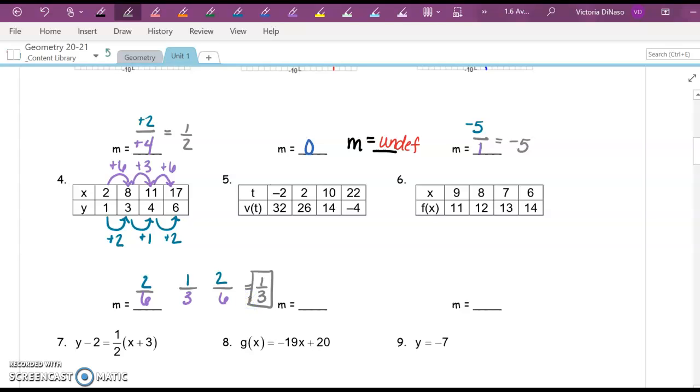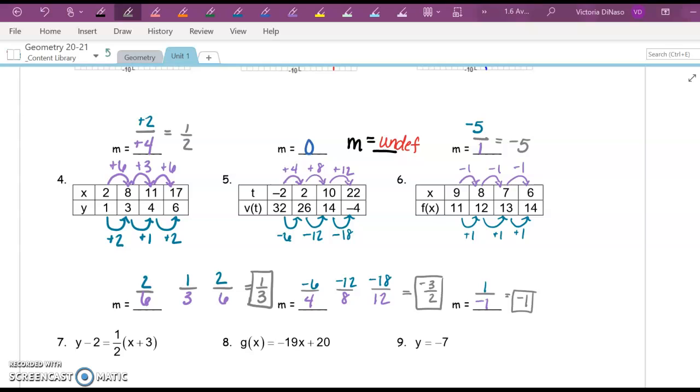Go ahead and try out numbers 5 and 6. In number 5, we get -3 over 2, and then in number 6, we have -1. Go ahead and pause the video if you did not get these and get them down on your papers.